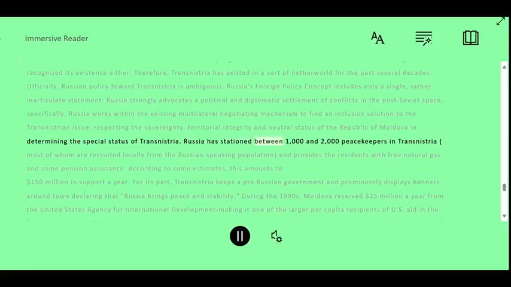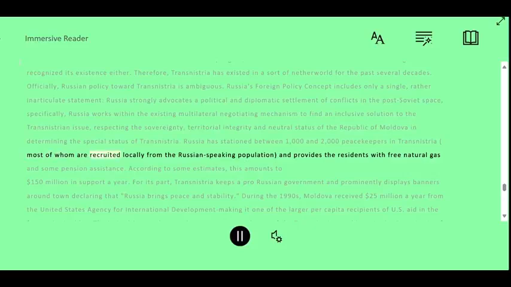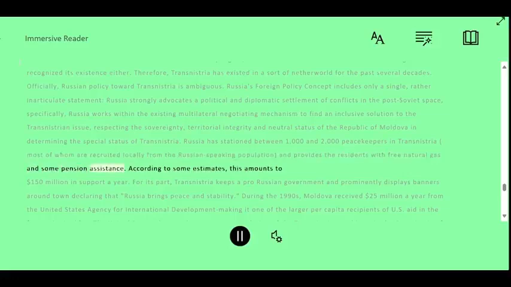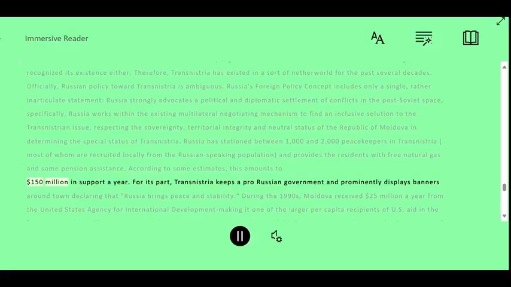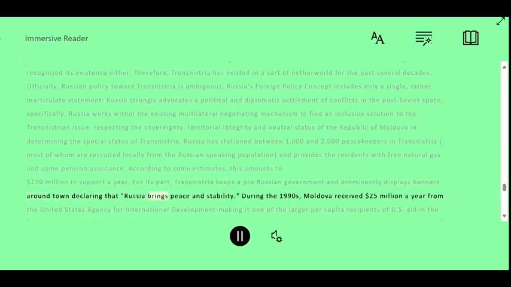Russia has stationed between 1,000 and 2,000 peacekeepers in Transnistria, most of whom are recruited locally from the Russian-speaking population, and provides the residents with free natural gas and some pension assistance. According to some estimates, this amounts to $150 million in support a year. For its part, Transnistria keeps a pro-Russian government and prominently displays banners around town declaring that Russia brings peace and stability.